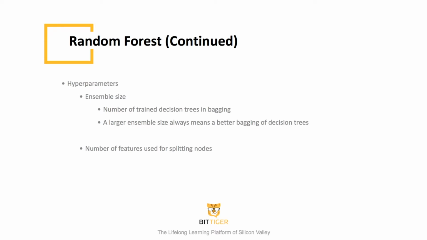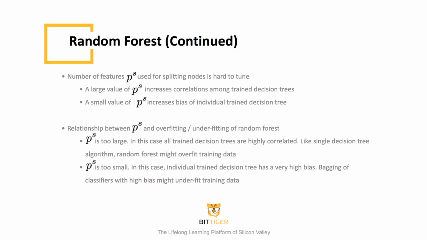In random forest, there are some hyperparameters. Those are ensemble size and the number of features used for splitting nodes. Ensemble size is the number of trained decision trees in bagging. Usually a larger ensemble size means a better bagging of decision trees. The other hyperparameter is the number of features used for splitting nodes. Unlike ensemble size, the hyperparameter number of features p_s used for splitting nodes is hard to tune.